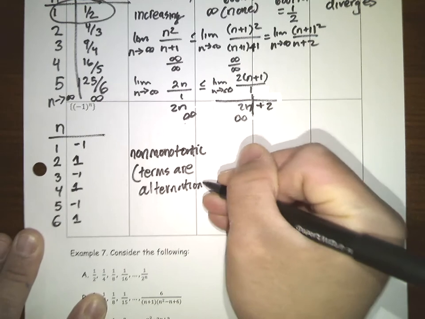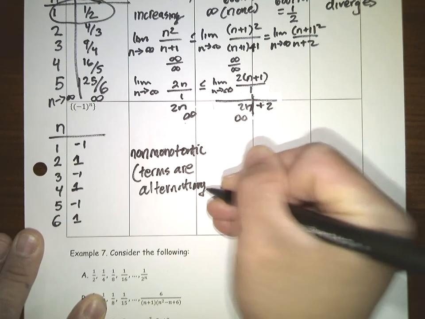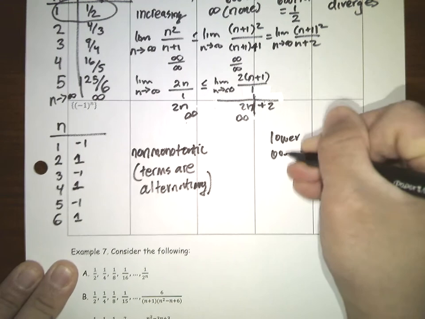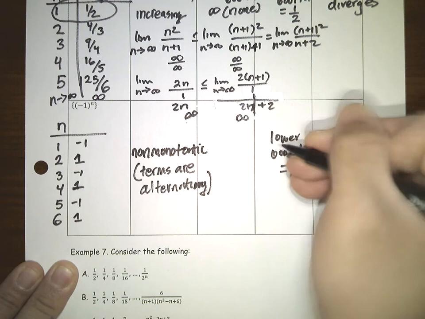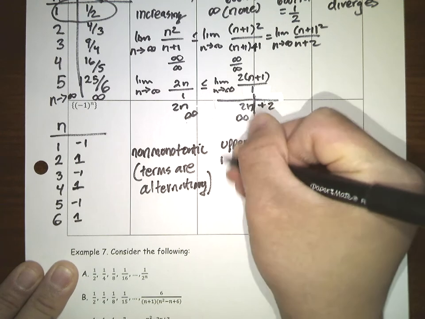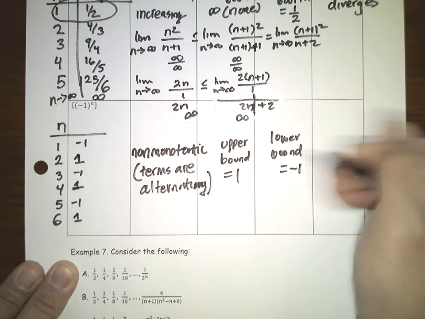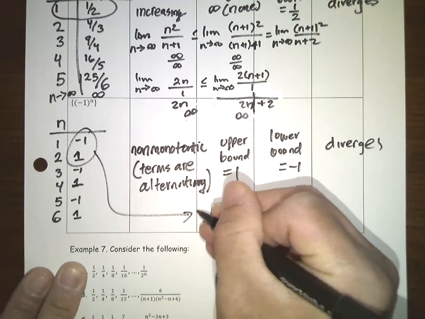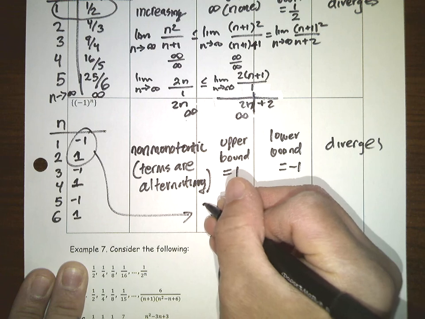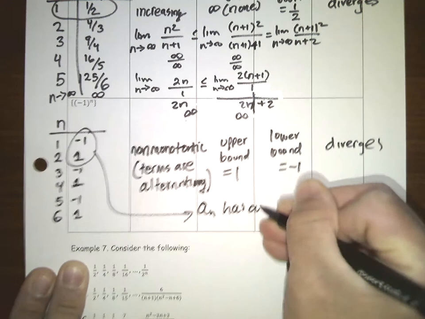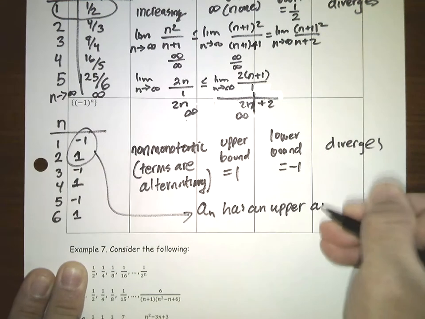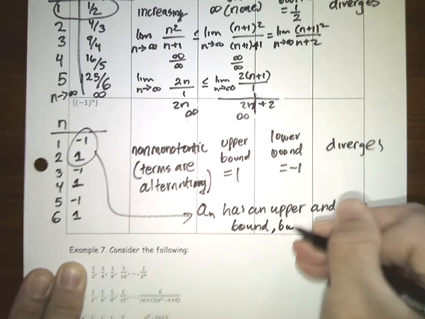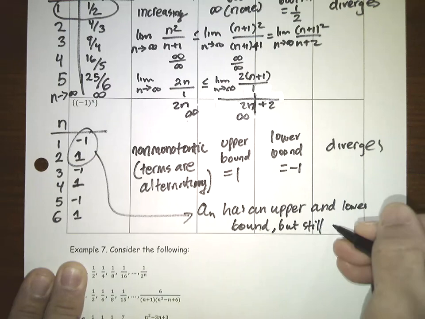But I see that the lower bound is actually -1, and the upper bound is actually 1, but this still diverges. So this is a situation where a n has an upper and lower bound, but still diverges.